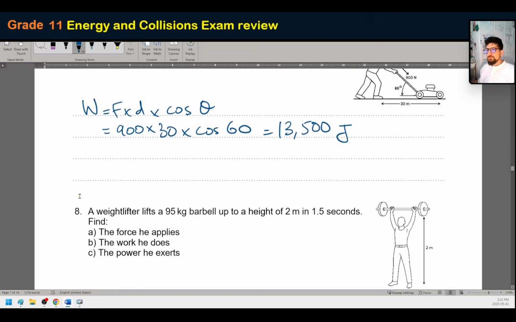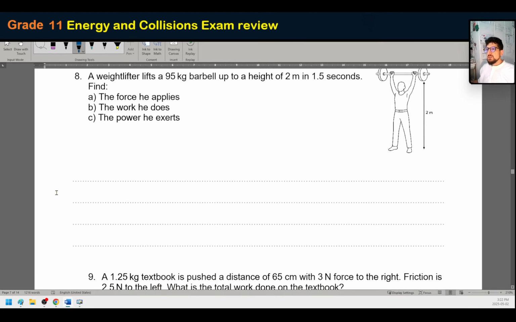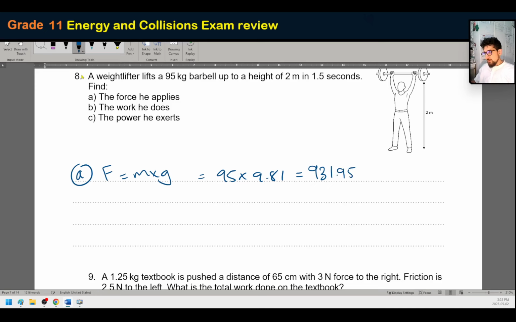Bit of a workout. Okay, a weightlifter lifts a 95 kilogram barbell up to a height of 2 meters in 1.5 seconds. Find the force applied. Force applied is equivalent to mass times gravity, since we are talking about a vertical direction here, the y-axis. So it's going to be 95 multiplied by 9.81, and that's going to equal 931.95 newtons.